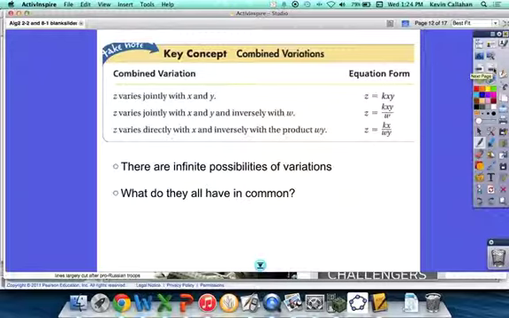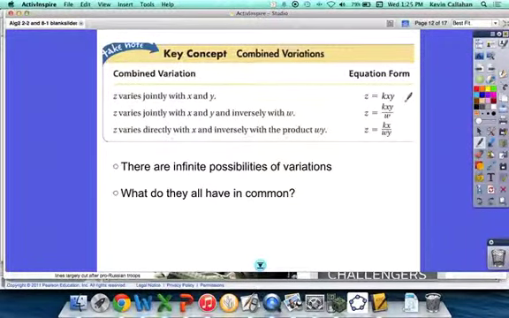There's one other kind of variation that we're supposed to know by name, and that is called a joint variation. For a joint variation, we need 3 variables. z varies jointly with x and y. You can see from the equation that z is on one side, and the product xy is in a direct variation with z. As xy goes up, z goes up. If xy goes down, then z goes down. So this one is called a joint variation.